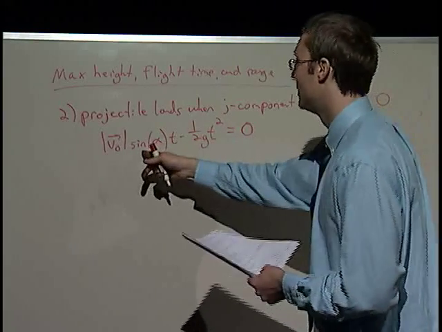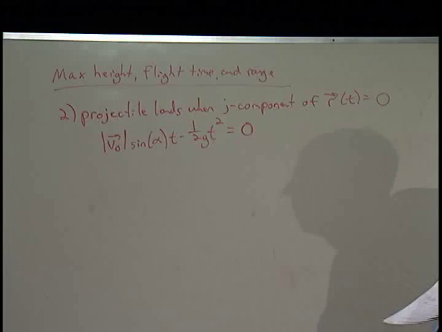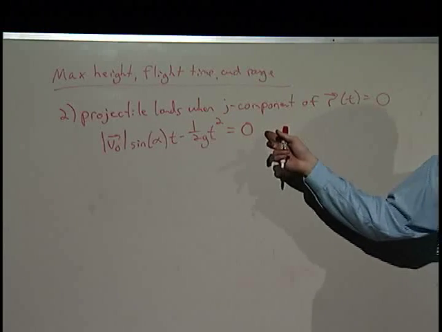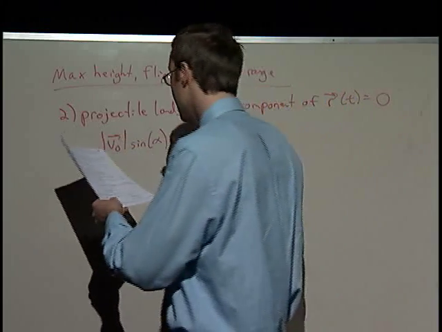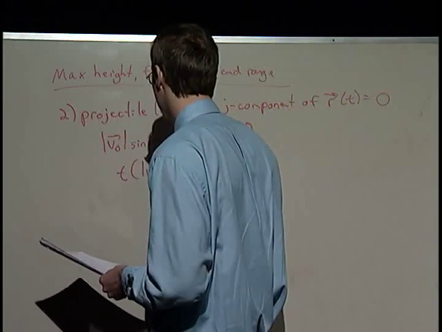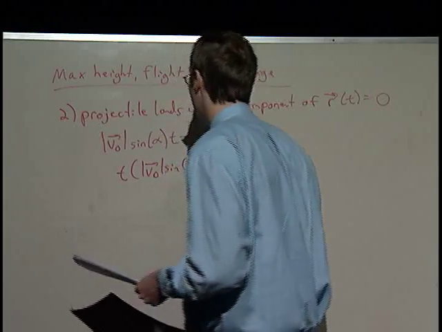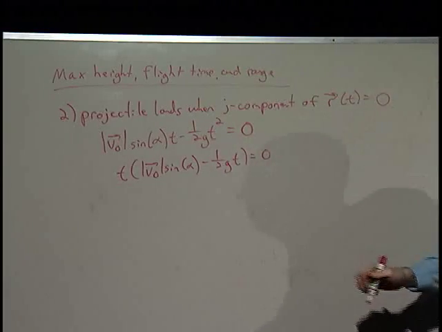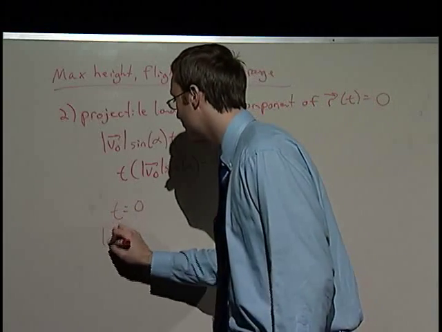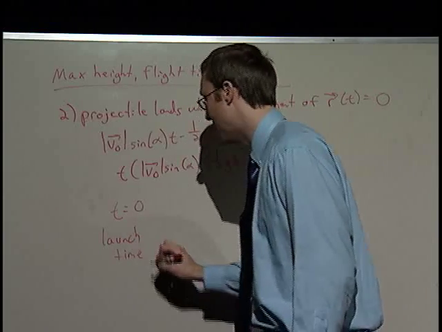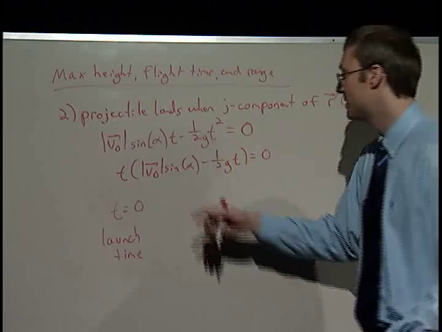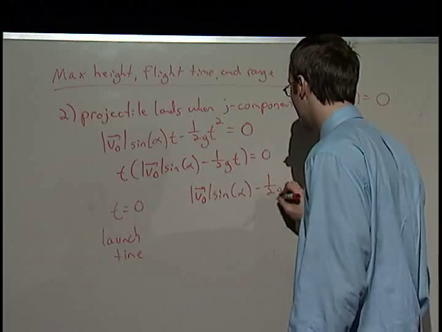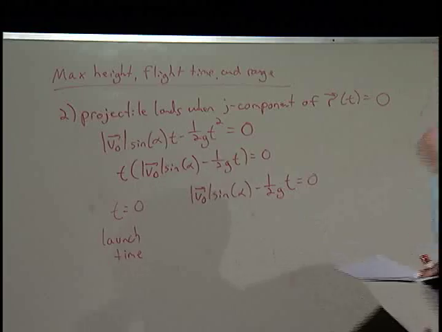Once again, we have this formula for y. This time I want to set it equal to 0. Remember, last time I set y's derivative equal to 0. This time I'm using the actual y. So we can factor a t out of this and get t times v naught sine alpha minus 1/2 g t equals 0. One of these solutions is t equals 0. That's launch time, the time it was launched, so obviously it's at position 0 then. So what's the other time? The other time is when this big expression, v naught sine alpha minus 1/2 g t, is equal to 0.